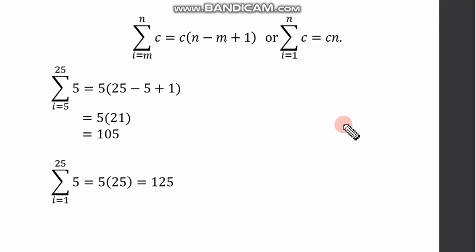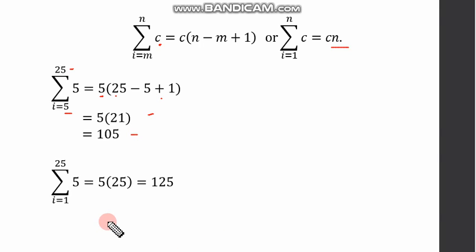Okay, another property: the summation of c from i equals m to n is equal to c times n minus m plus 1, or the summation of c from i equals 1 to n is equal to c times n. Let's apply that. The summation of 5 from i equals 5 to 25. Again, c is constant here, so 5 times... the index starts at 5 and the end is 25. So 25 minus 5 plus 1, that's 21. So 5 times 21 is equal to 105.